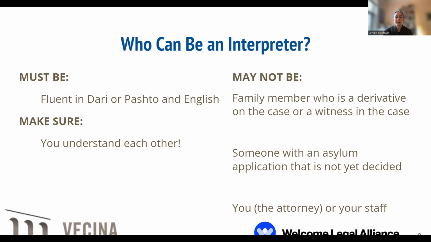I would also note on here, again, the asylum office says a family member who's a derivative or a witness on the case can't be an interpreter. In theory, though, a family member who is not a derivative or a witness in the case could be the interpreter, but I would always caution against using a family member as the interpreter if you can at all avoid it for a few reasons.